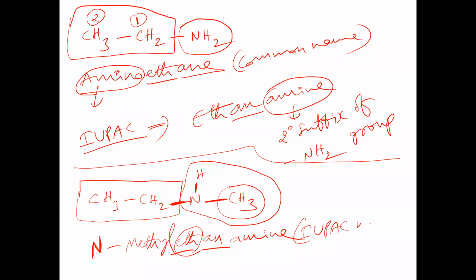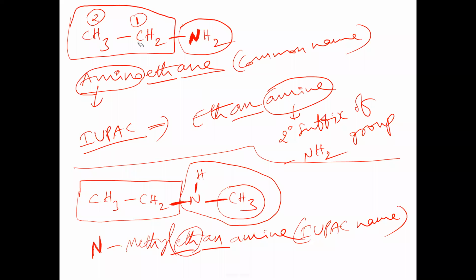IUPAC name. This concept is clear now. So what is the IUPAC name of this molecule? Suppose I am taking one more. And one more thing I want you to understand: in this molecule, this nitrogen is directly attached to how many atoms of carbon? How many other carbons is this nitrogen directly attached to?